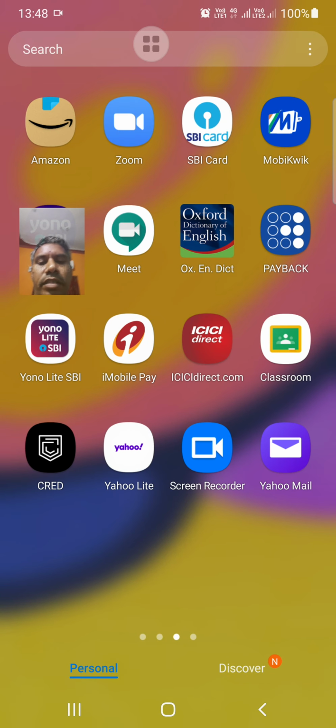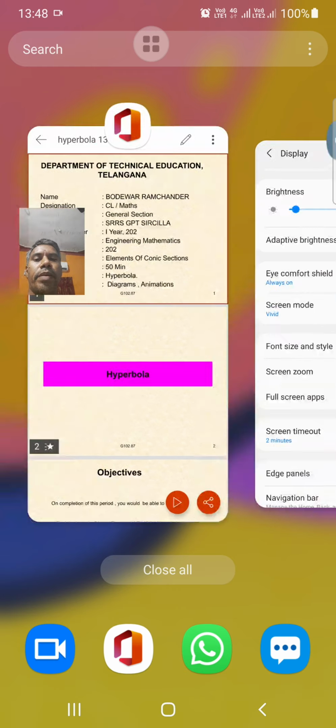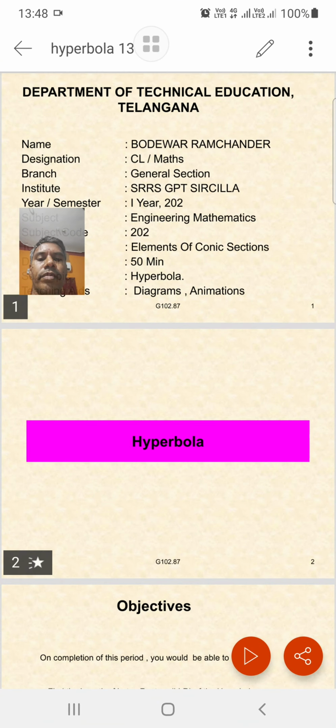Dear students, today we will learn about hyperbola. In previous classes, we discussed conic sections. In those conic sections, we learned parabola, ellipse, now hyperbola.